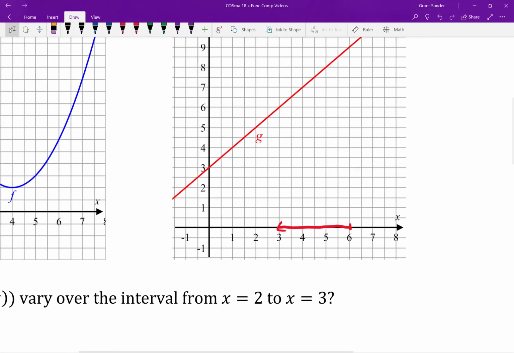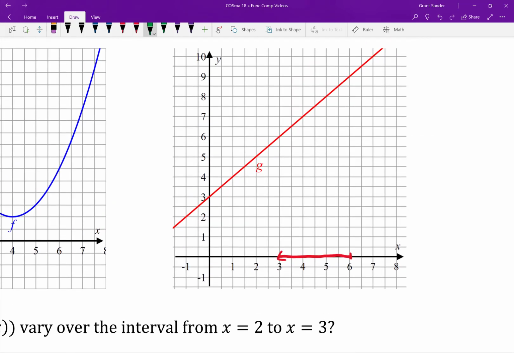Now, if the input to g is 6, then the output of g is 9. And then the input to g decreases from 6 to 3, and while it does that, the output of g varies from 9 to 6. So we have this change of output of -3. So as the input to g varies from 6 to 3, the output of g varies from 9 to 6, which is a decrease of 3.